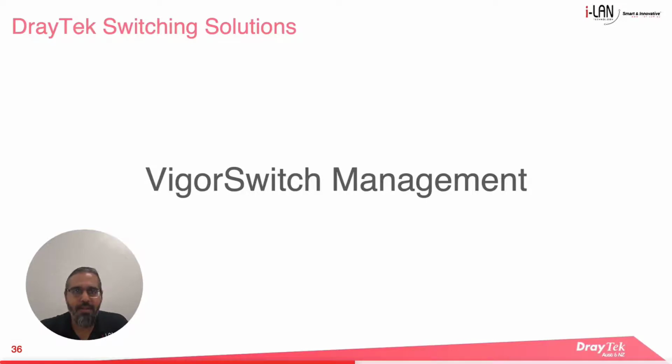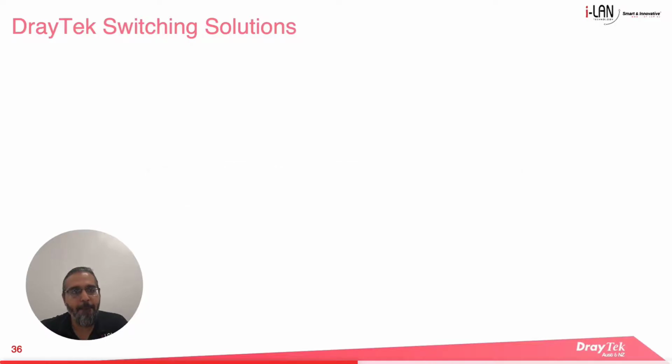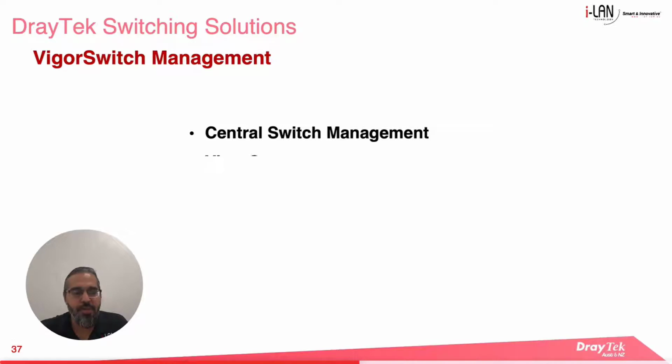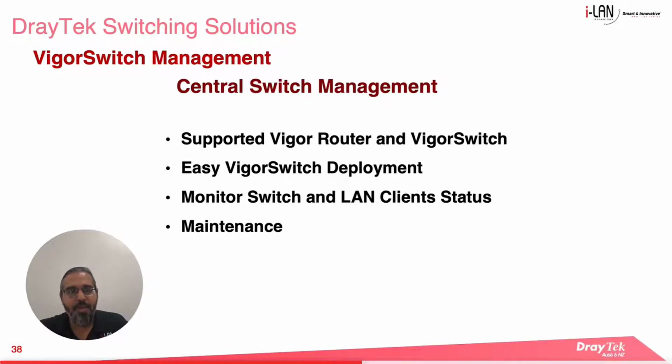We'll now look at 3 management platforms that can be used to manage and configure your Vega switch. These 3 management platforms include Central Switch Management, Vega Connect, and Vega ACS2. I'll go over each of these now. Central Switch Management is a feature in Dratec Vega routers that provides a central console to manage and deploy supported Vega switches. It also simplifies setting up VLANs on the switch to match the settings on the router.